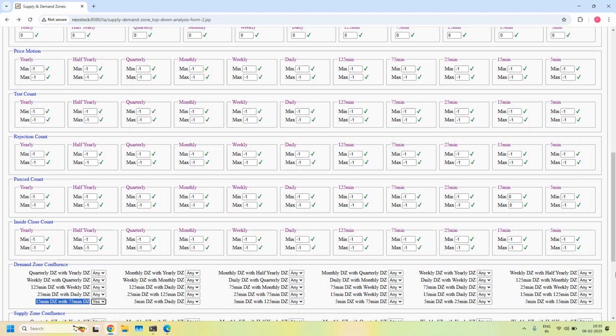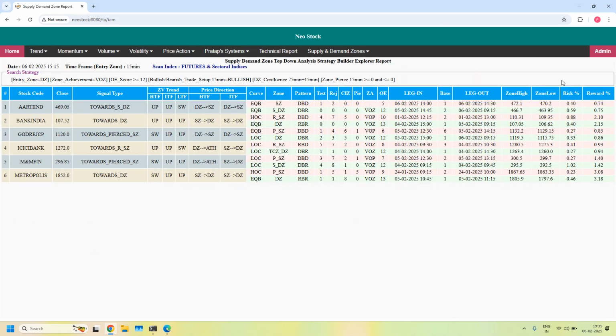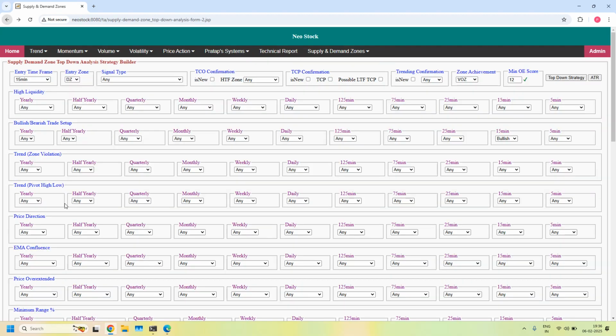I am enabling the filter. With this filter, we got 6 stocks. In all these 6 stocks, these 15 minutes demand zones are overlapped with 75 minutes demand zone. And 75 minutes trend, ITF trend is up. If any of those 75 minutes demand zones are having daily EMA confluence, then these 15 minutes demand zones are even more high probability trade setup supported zones. Let's verify.